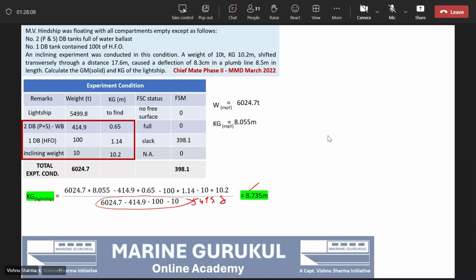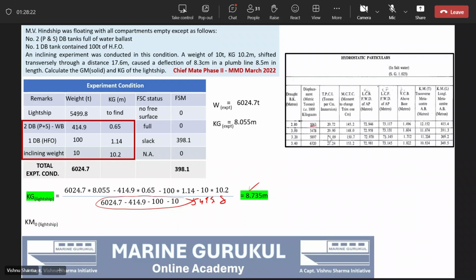Now, tell me, what can I do to get the GM solid of the light ship? KM for the light ship displacement of 5499.8. We get the KM from here, which is 11.6651 if I'm not wrong. And then this will give you the GM solid in the light ship condition equal to 2.916 meters. And that is the second answer to the question. Subject to any clerical errors, they can always be corrected. But fundamentally, we have gone through the question.